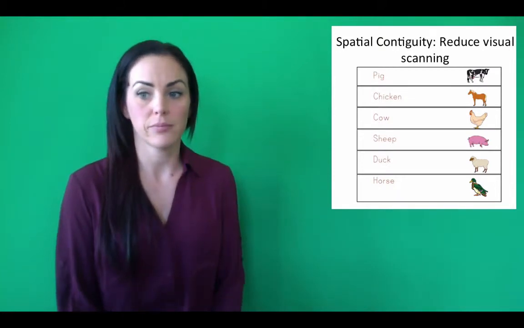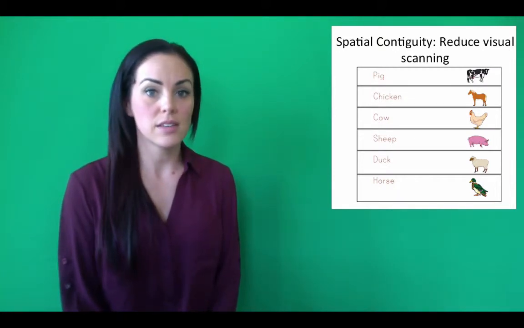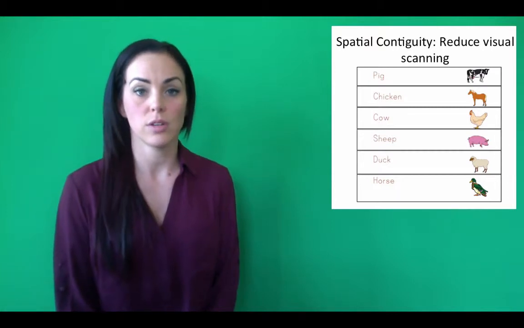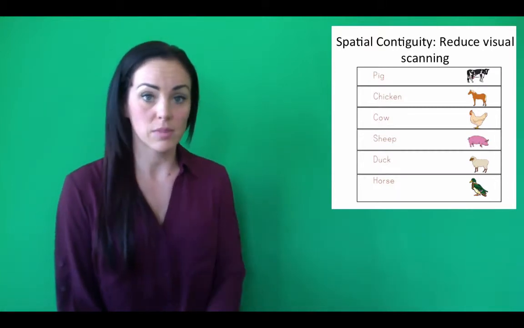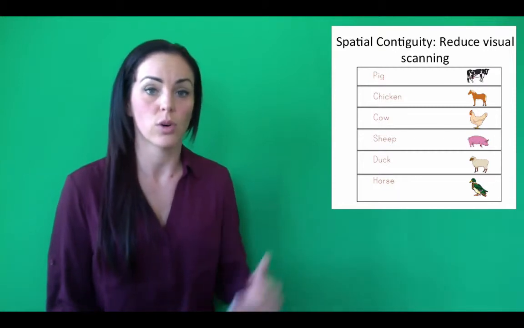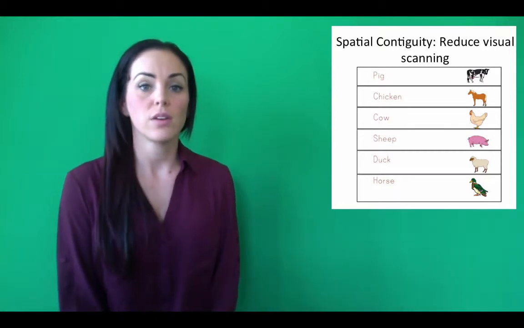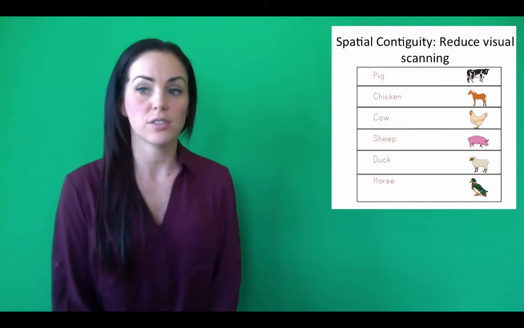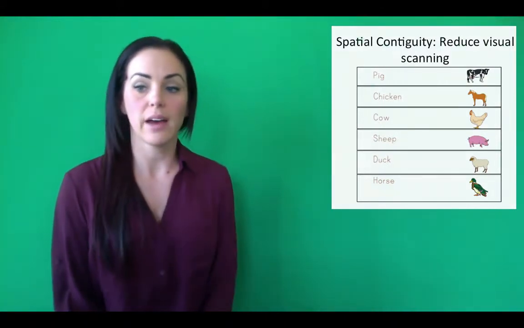It says pig. So as you can see, the names are not next to the animal. They're on the same line, but it may not be the right word that goes with the picture. So a learner may incorrectly associate the word pig with the picture of a cow.